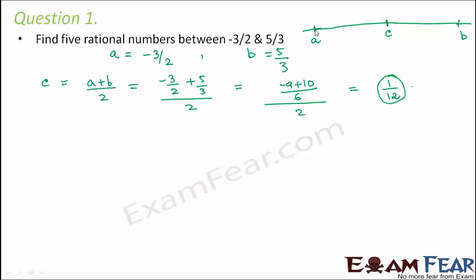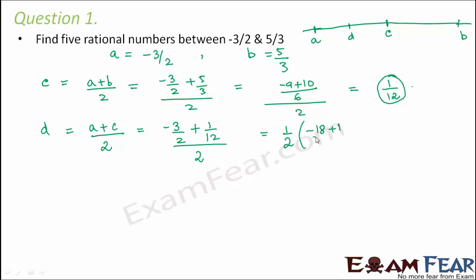Similarly, let us try to find the mean between A and C, and let us call this point D. So what would be the value of D? That would be equal to (A plus C) divided by 2. So that would be (minus 3 by 2 plus 1 by 12) divided by 2. So this would be equal to 1 by 2 into (minus 18 plus 1) divided by 12.